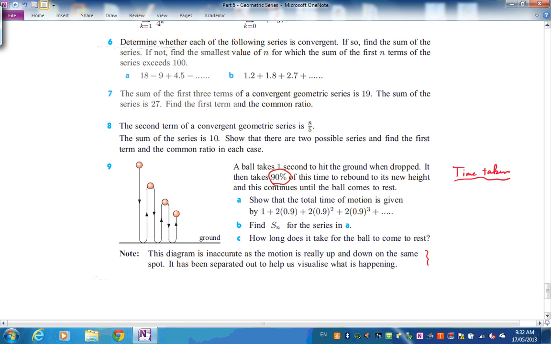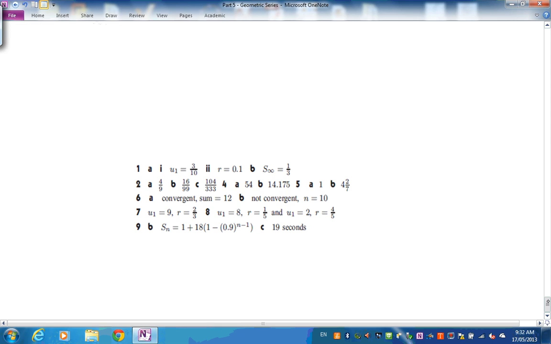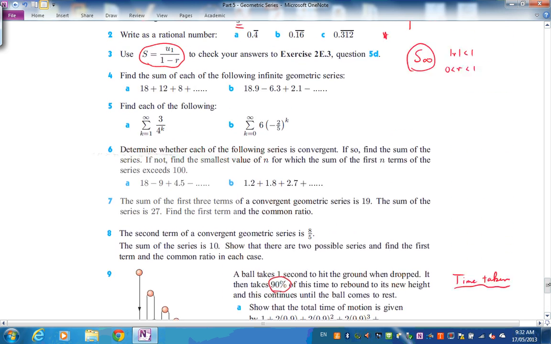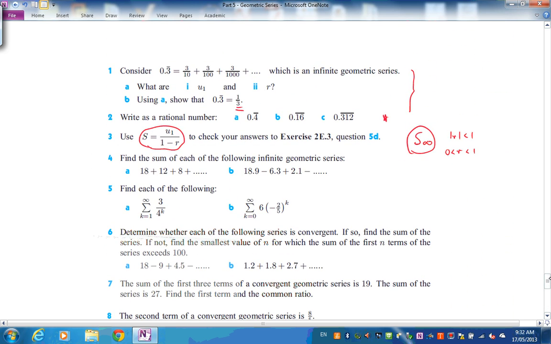Okay, and here's the point I made before. The diagram is inaccurate as the motion is really up and down on the same spot, being separated out to help us visualise what's happening. All right, so we've seen a couple of those now. Okay, so pause the presentation as you go and have a look. And then here are the answers. Okay, so I'll take you back now up to the problems here and have a look.